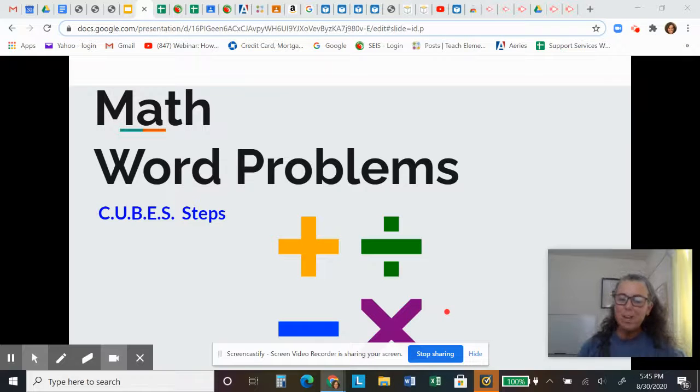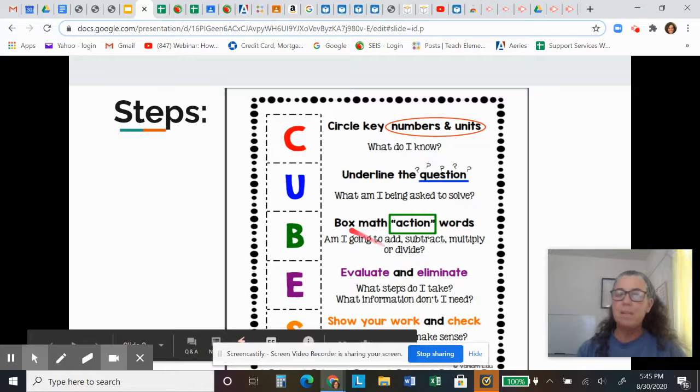Hi, this is Miss Miller, and I want to share with you a great way to do word problems. It's a way that we want to do every single time we do a word problem. We want to use this technique, and we want to follow the steps. The technique is CUBES, and I'm going to show you a graphic organizer that's going to help you with following these steps.